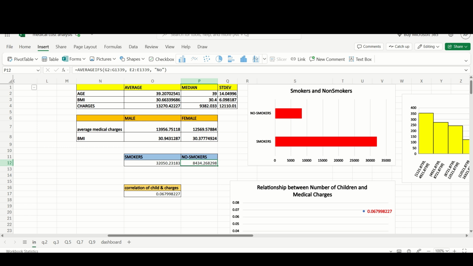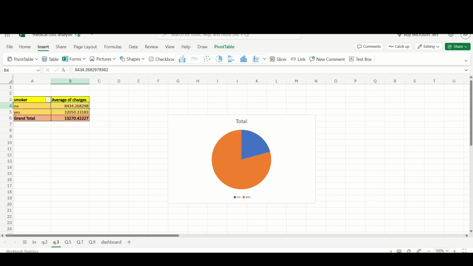So you can see smokers are having higher medical charges, which is 32,000, and non-smokers are having very low medical charges, which is 8,434. Also, you can see in the bar chart, smokers have a higher bar than non-smokers. So it became easy to understand the data. I have also used a pivot table to understand the data and a pie chart. You can see here the larger portion is for smokers and the smaller portion is for non-smokers.